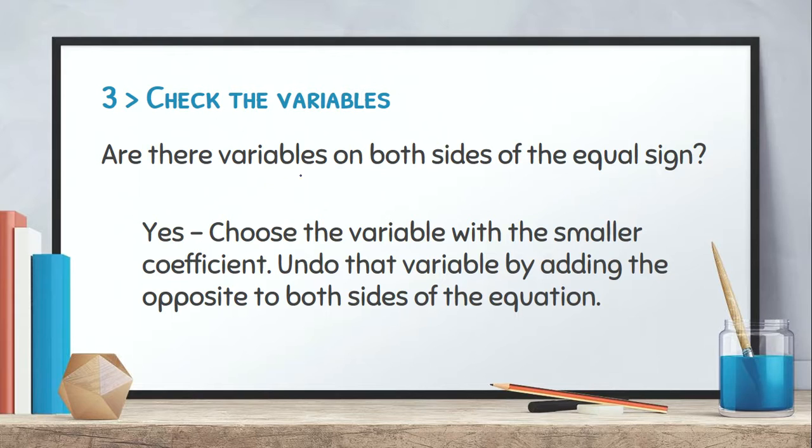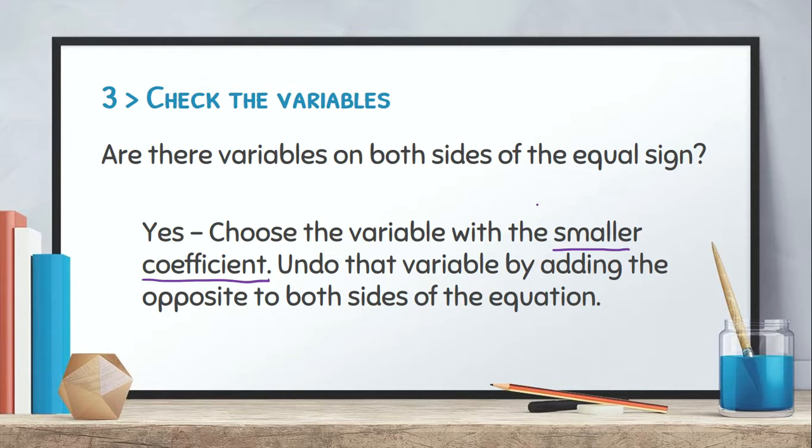Check the variables. Are there variables on both sides? Are there variables on both sides of the equal sign? This is another third step. If there are, we're going to choose the variable with the smaller coefficient. And the reason we do this is to not have to deal so much with negative numbers. It kind of gets us out of that requirement. When we get to inequalities, that certainly makes our problems less messy.